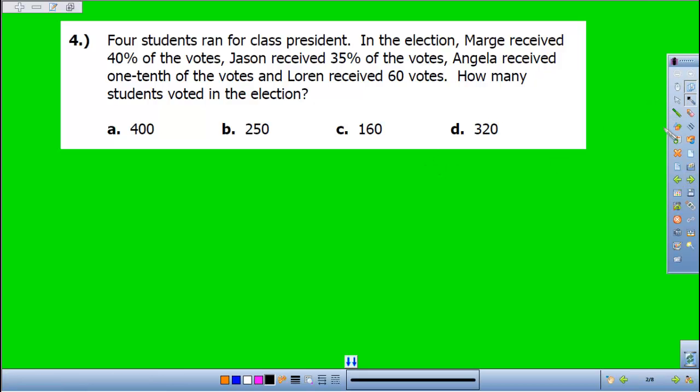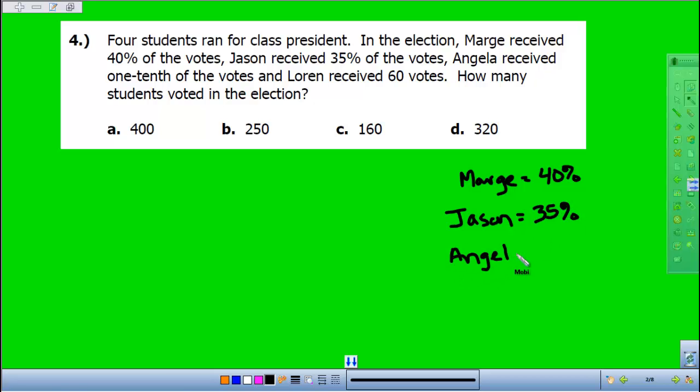Okay, for number 4, you need to first figure out all the students. I like to write them all down. So I have Marge, and I know she earned 40% of votes. I have Jason, who earned 35% of votes. I have Angela, who received 1/10, but we know that 1/10 is the same as 10% of the votes. And I know Lauren received 60 votes.